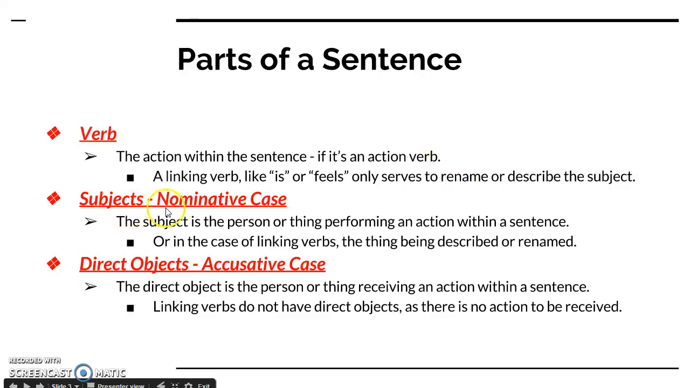Then you have subjects, which we will also know as the nominative case in Latin. Subjects in a sentence are simply the things doing the action. On a side note, in the case of linking verbs, the subject is the thing being described or renamed. But all you need to remember is that the subject is doing the action. And lastly, you have direct objects, which in Latin we'll see as the accusative case. The direct object in a sentence, very simply, is the thing that is receiving the action. Once again, side note about linking verbs, they don't have direct objects as there is no action. So, to review, the verb is the action, subjects do the action, and direct objects receive the action.